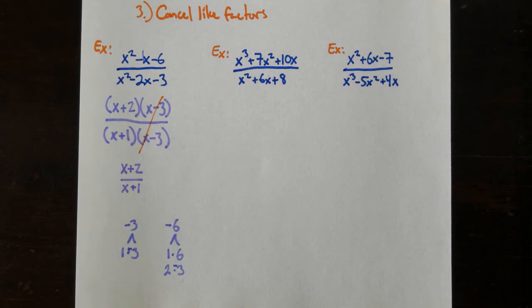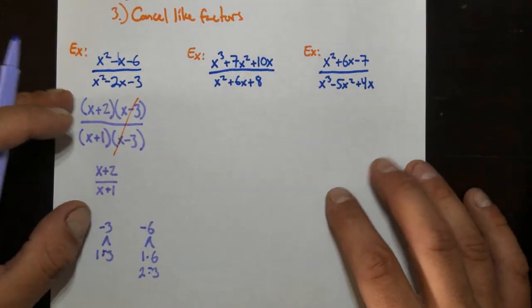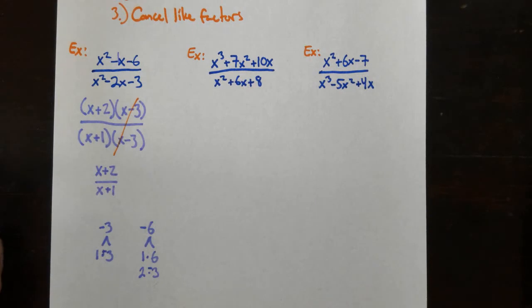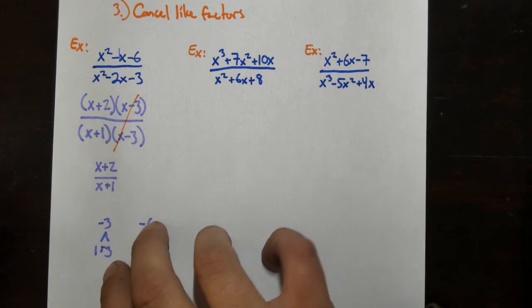Okay, let's go on to the next one. So now we have x cubed plus 7x squared plus 10x over x squared plus 6x plus 8. And again, we want to factor the top, factor the bottom, and then cancel like factors. So let's start with the top here.